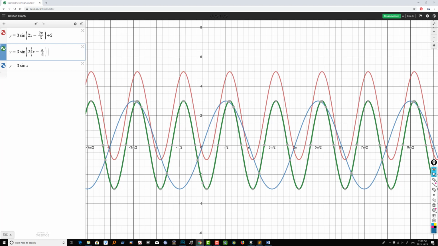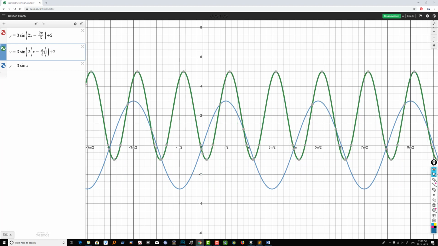Okay, so we factored out a 2 here because that's the b value. We always remember to factor when transforming. Plus 2. We can see that the green graph is the same as the red now. But because we factored it, we can quickly see what's happening in terms of transformations.